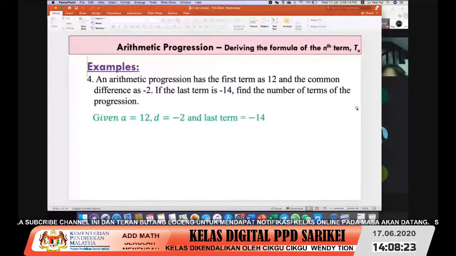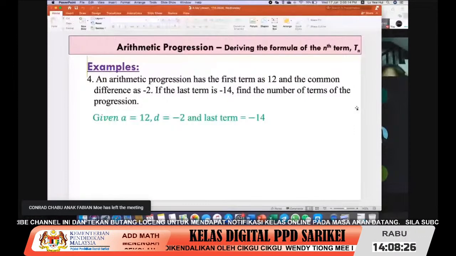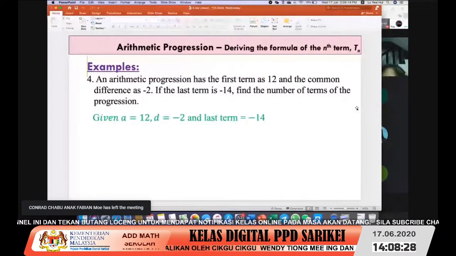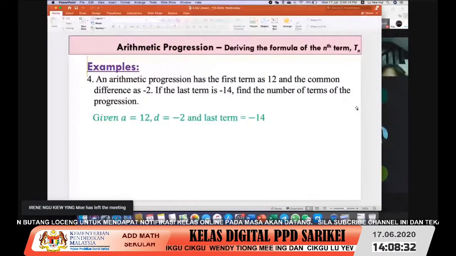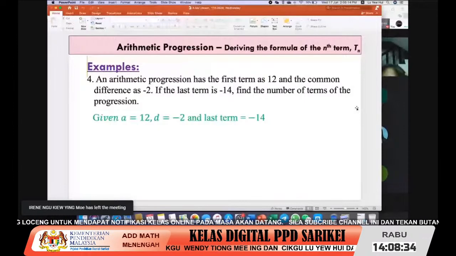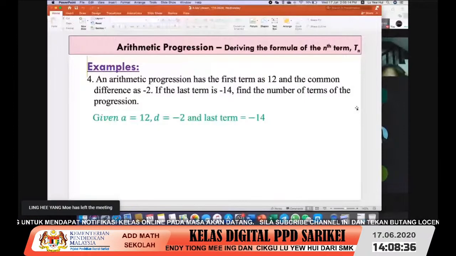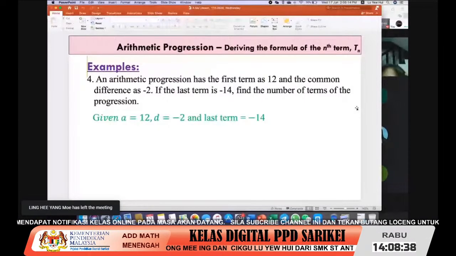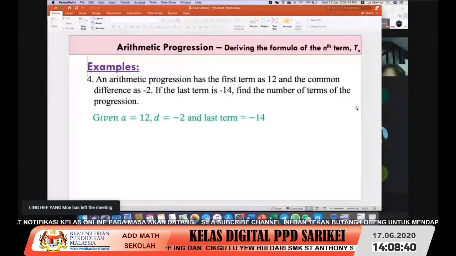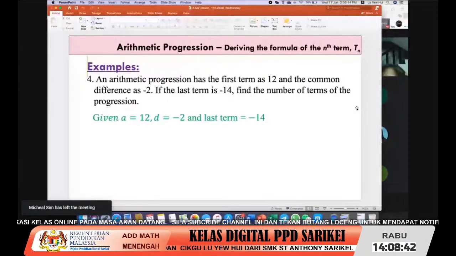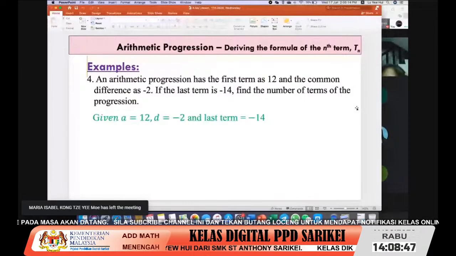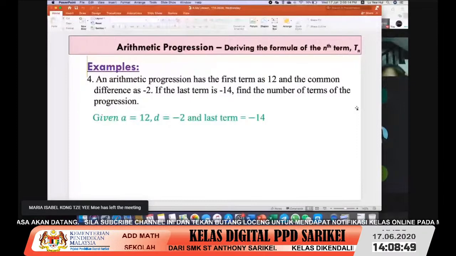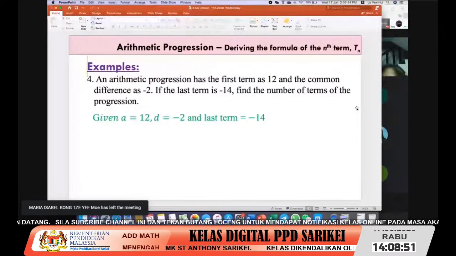Okay, the formula we can use is d is equal to Tn minus Tn minus 1. That is after minus before. We can use the second term minus the first term, that is T2 minus T1, right? It can be T3 minus T2. It can be T10 minus T9 and so on. All are represented by using Tn minus Tn minus 1.